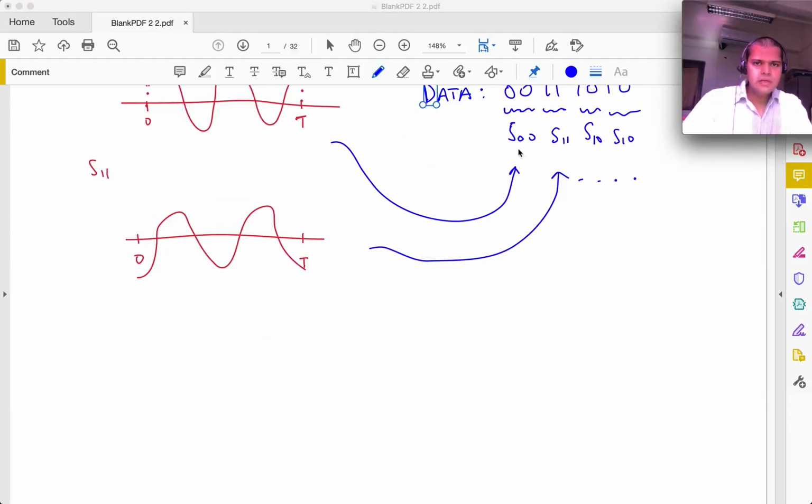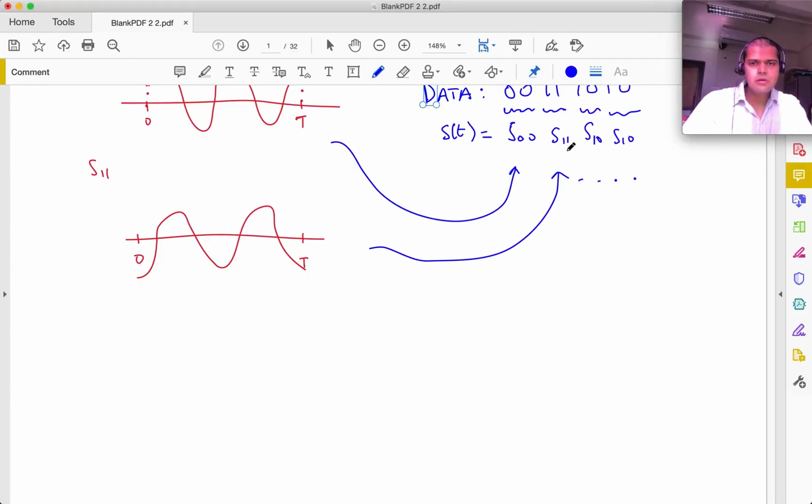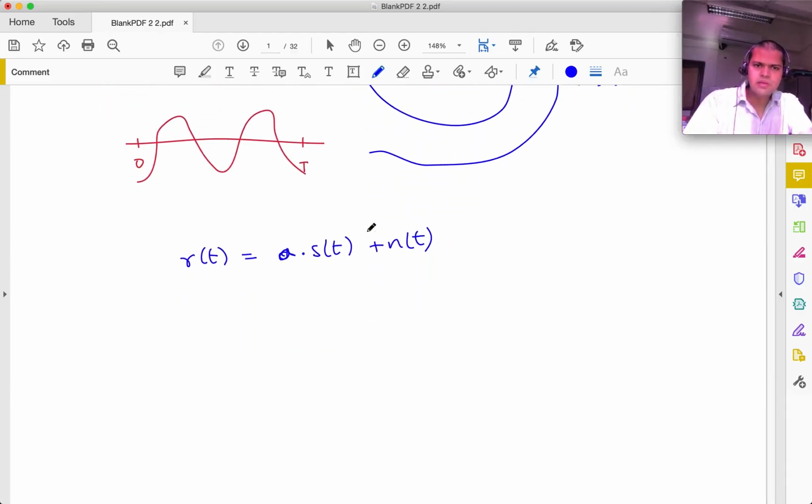So the signal that we send out, S of t, let's say, is just a concatenation of these different symbols based on what bits we wanted to send out. And we said that what we receive is, in the simplest case, just an attenuated version of what was sent out plus noise. In a practical situation, you could have multiple components of the signal coming in due to different reflections of objects and so on. Okay, but we'll assume that there's just a single component which is attenuated a little bit.